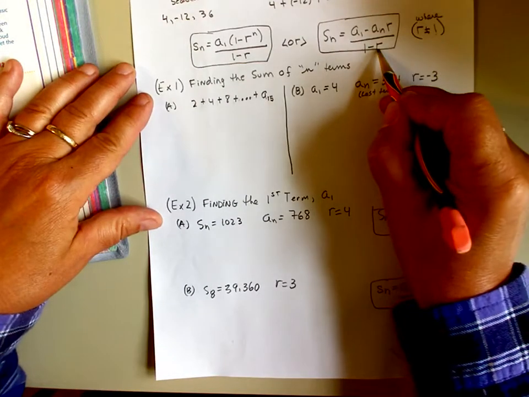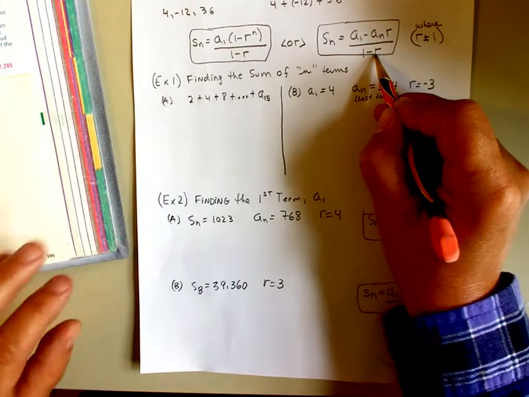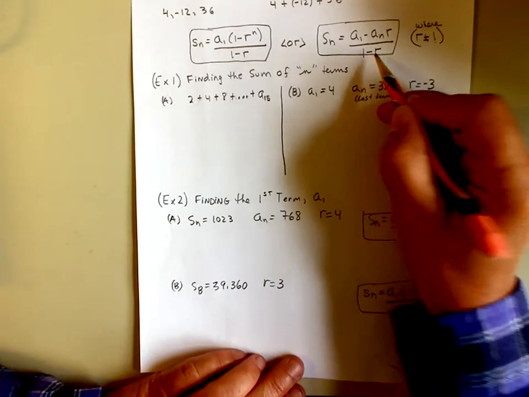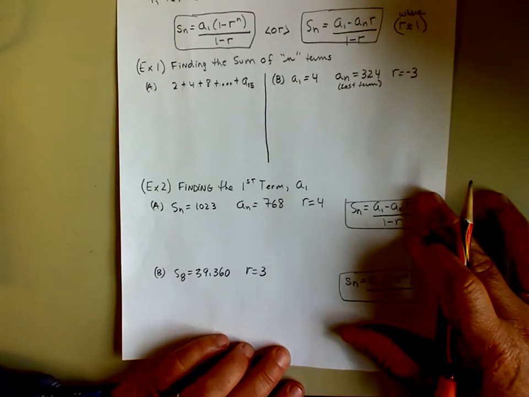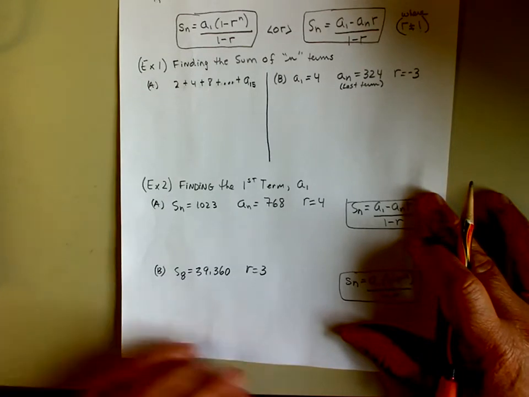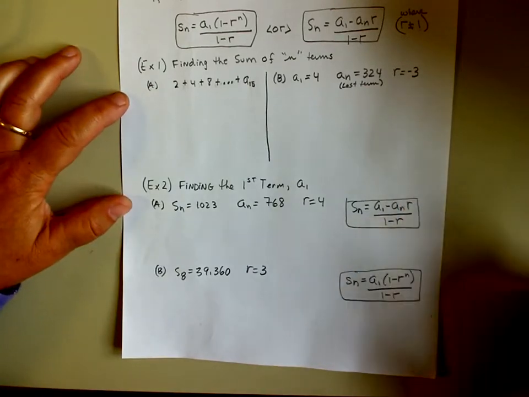R cannot equal 1 because if it equals 1, our denominator will be divided by 0, and division by 0 is undefined. First example A, we'll look at finding the sum of n terms in a geometric series. The geometric series will follow this particular pattern.